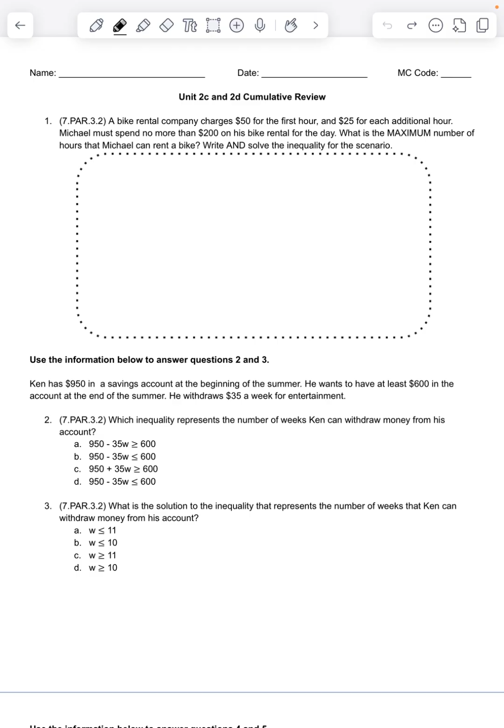So, a bike rental company charges $50 for the first hour. So that's going to be $50 for the first hour, $25 for each additional hour.